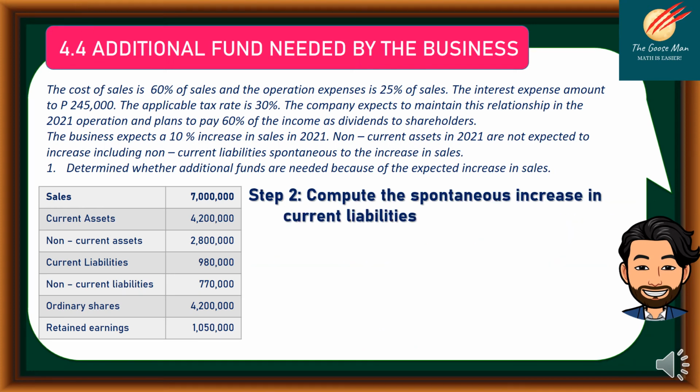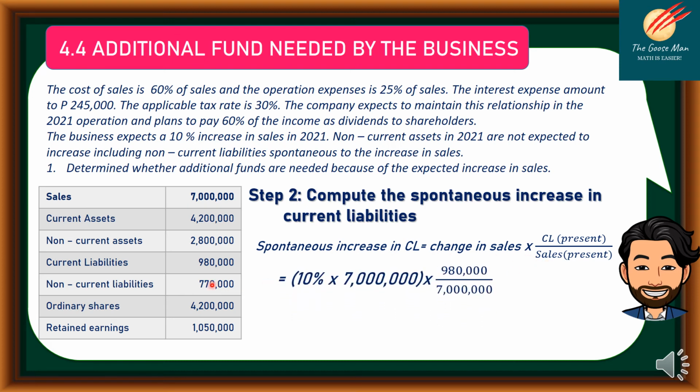So let's move on to step number two, that is, compute the spontaneous increase in current liabilities. Let's recall that the formula is equal to change in sales times current liabilities divided by sales. Our current liabilities is equal to 980,000 and our current sales is 7 million. So we have a 10% increase. If we solve this, we have 700,000 times 14%, which is equal to 98,000 pesos.